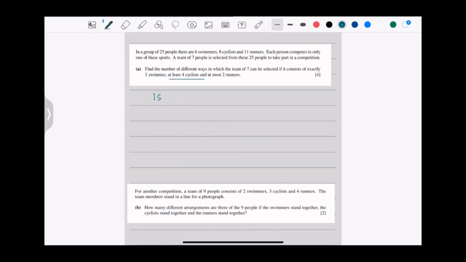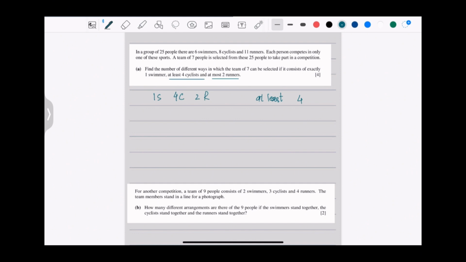Now this is an "and". At least means it can be more than that. And at most means that it has to be a maximum of 2. It can be less than that. So we need a pool of 7 people. So one swimmer, let's keep 4 cyclists. 4 cyclists have to be there at least. So 4 and 1, 5, and 2 runners.